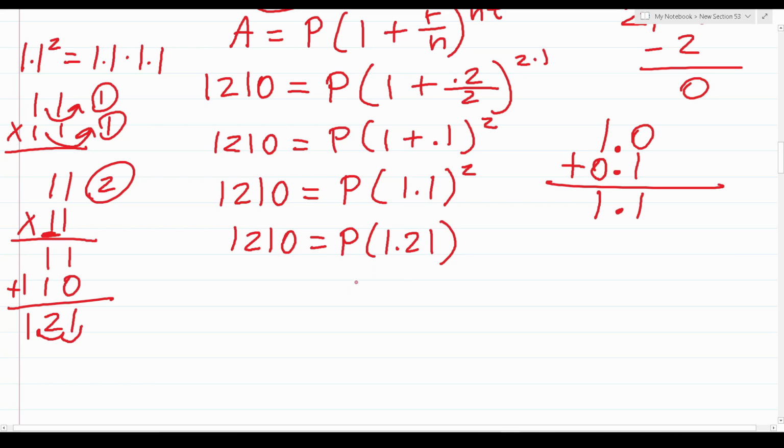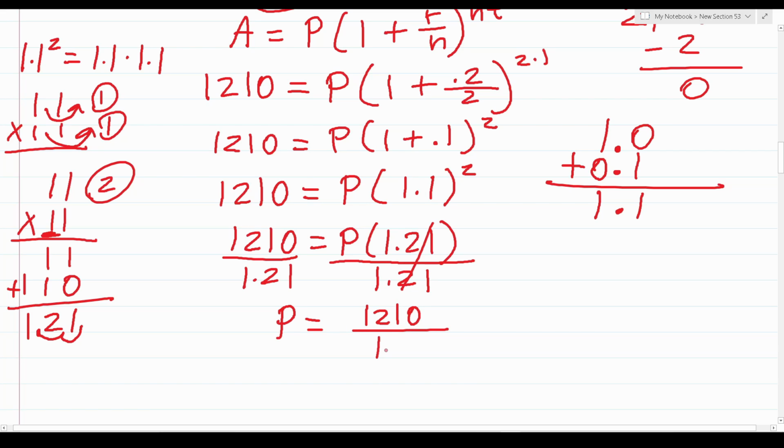And again, we're solving for P in this case. So this is P times 1.21. To solve for P, we're going to perform the opposite operation there. Notably, we're going to divide both sides by 1.21. This will cross out here. And just to make this simple, I'm going to rewrite it like this. P equals 1210 divided by 1.21.